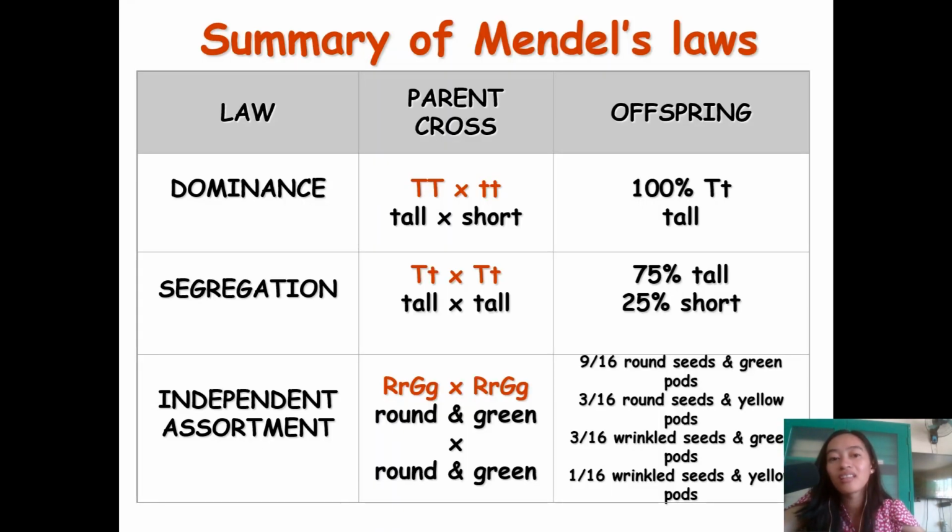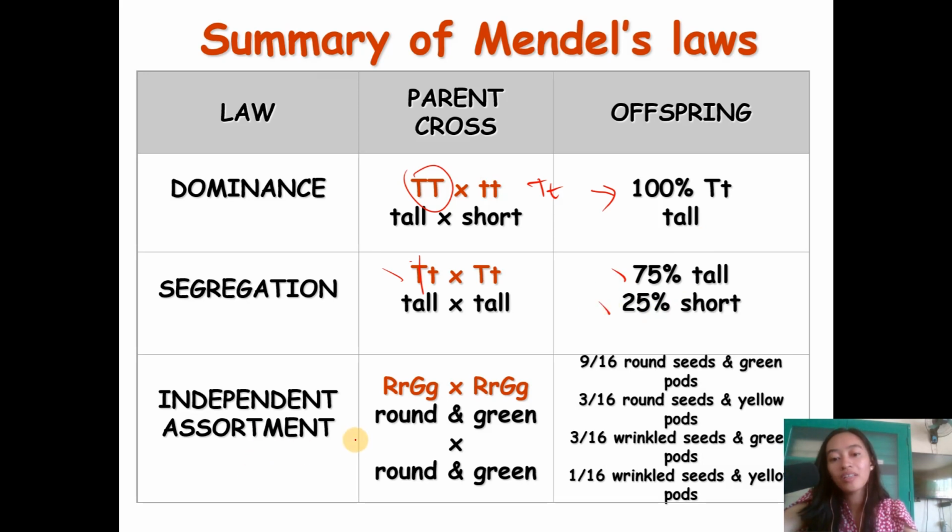Okay, so a summary of Mendel's laws. In the law of dominance, when you cross the parents, the dominant trait will come out. Even if the results are hybrid, they are all tall. In the law of segregation, the parents' alleles separate, and that is seen in the Punnett square. It will result in variations like this.